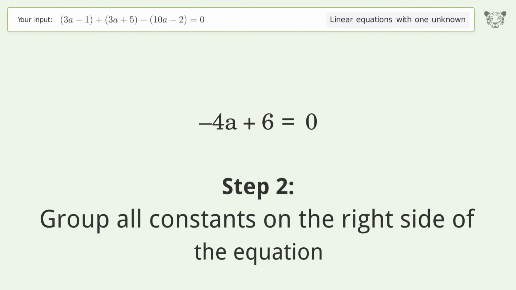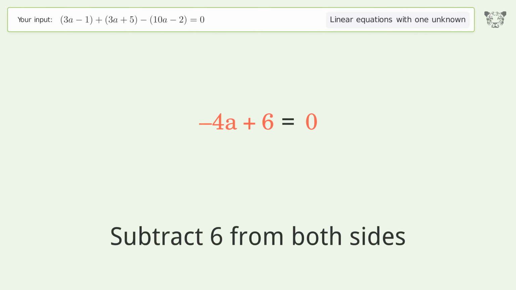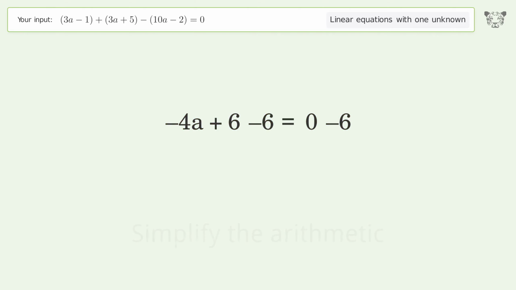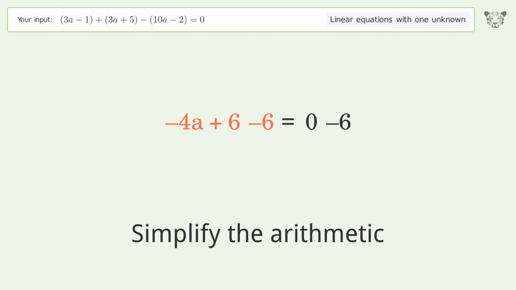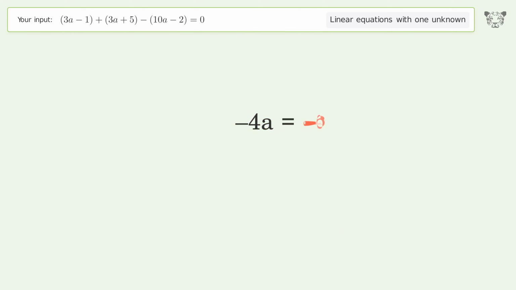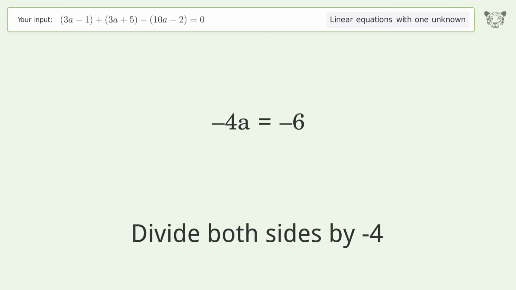Group all constants on the right side of the equation. Subtract 6 from both sides. Simplify the arithmetic. Isolate the a. Divide both sides by -4.